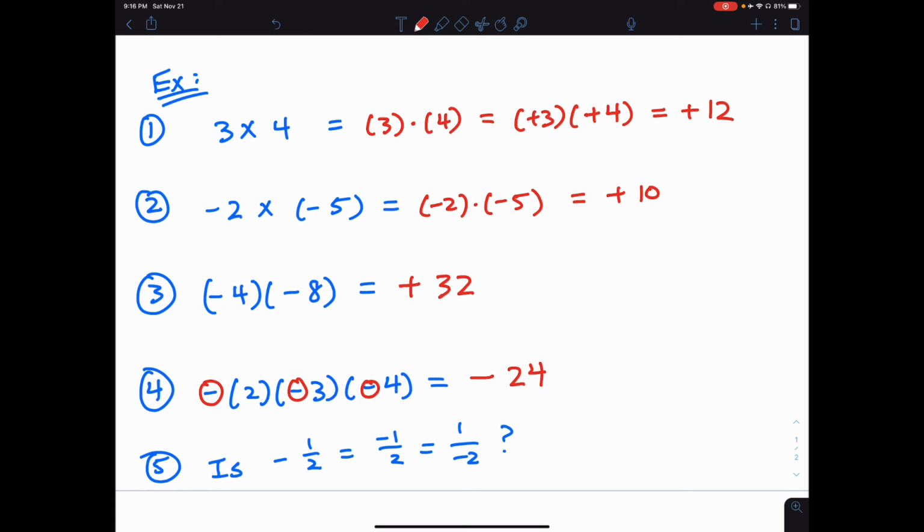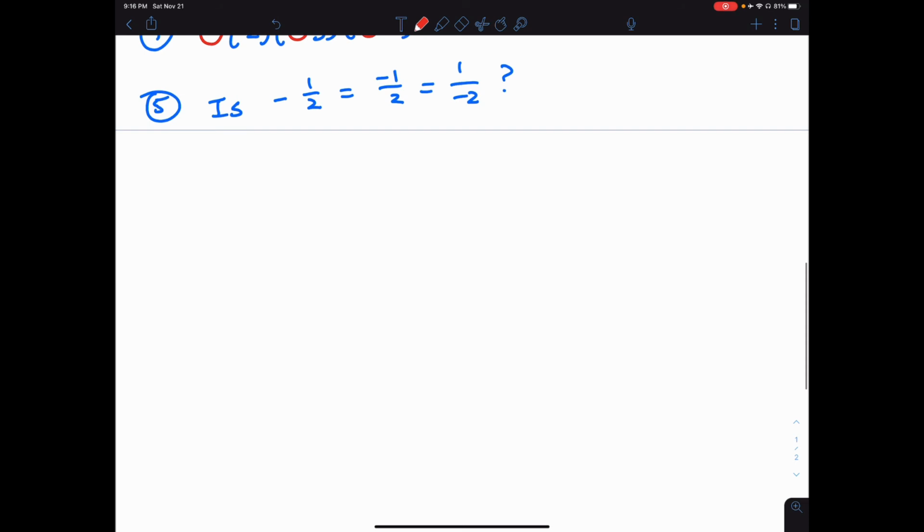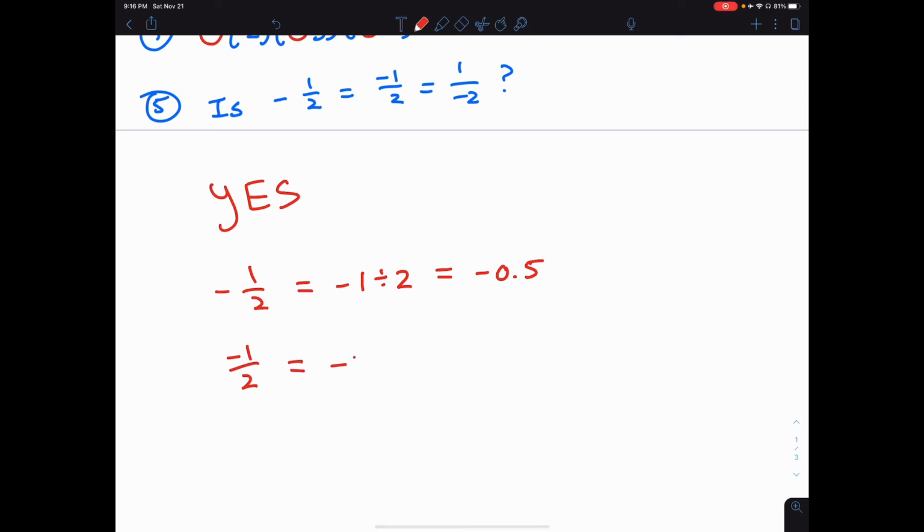All right, for this one, the answer is actually going to be yes. They are equal. Now let's take a look at why. So negative 1/2, if I put this in the calculator, I can rewrite it as negative 1 divided by 2, and that's going to give me negative 0.5. Let's do it with another one. Negative 1 over 2, I can again rewrite it as negative 1 in brackets, divided by 2. I still get negative 0.5. And you can see the pattern: even if I rewrote it like this, the answer is always going to be negative 0.5.